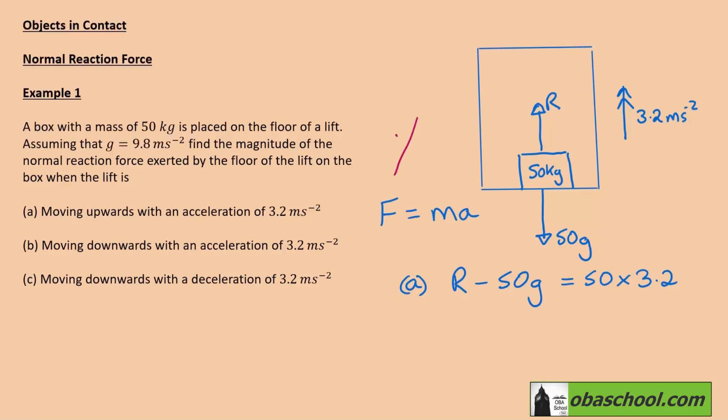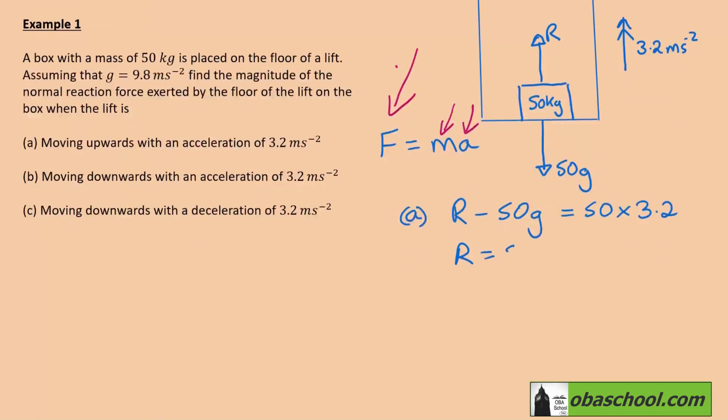F is the resultant force acting on the box. And that, as we've discussed, is R take away 50g. And then we have the mass of the box times the acceleration. So R is going to be, remember that g is 9.8, so 50 times 9.8 plus 50 times 3.2, giving us 650 newtons.